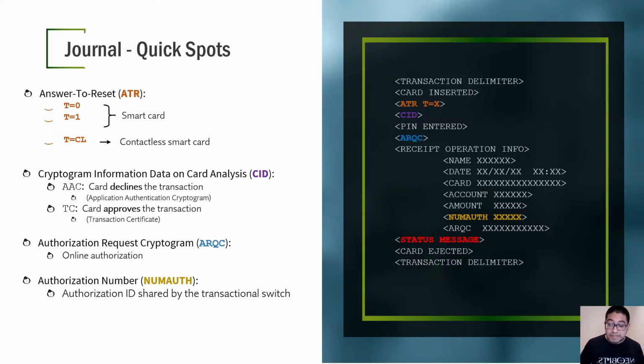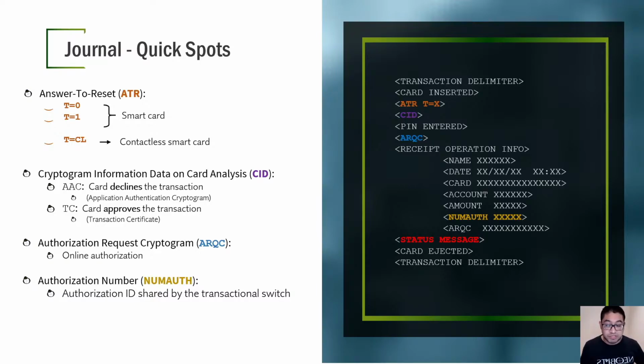But if we have TC, that is transaction certificate, we will know that the card approved the transaction. Then we will have our authorization request cryptogram that will make the online authorization. We'll ask for the online authorization, and then we will have the receipt information: the name, the date, the card, the account, the amount, the RQC, all of that information. But the important one here will be the authorization number.